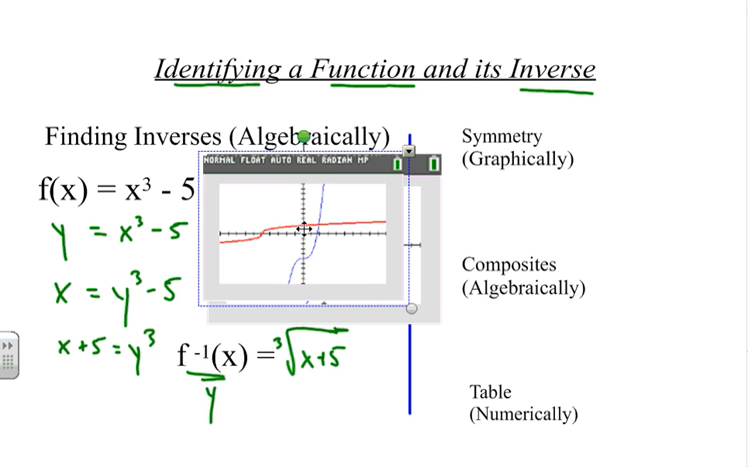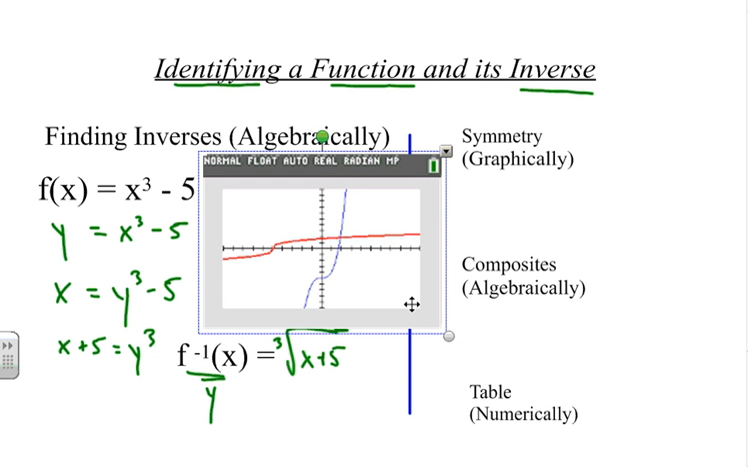I have this right here. You might see that there are some values here. So here's my inverse function. Here is my regular function, the original function. And what do you notice about the symmetry between these two graphs?